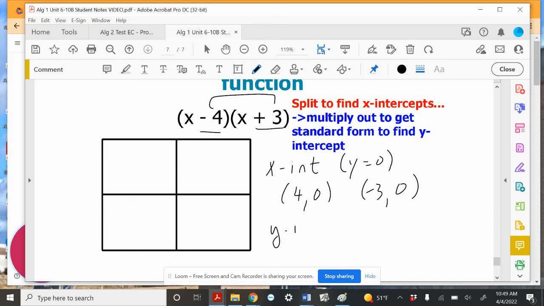For my y-intercept, of course, x is equal to 0. So if I make x equal to 0 to start, then all I have to do is multiply negative 4 times positive 3, which is negative 12. And there's my y-intercept. So that's how you do those types of problems. And then on the next video, I'm going to go through the homework.